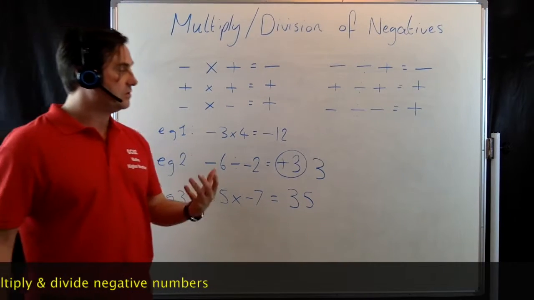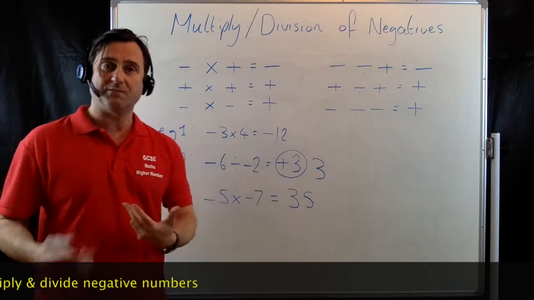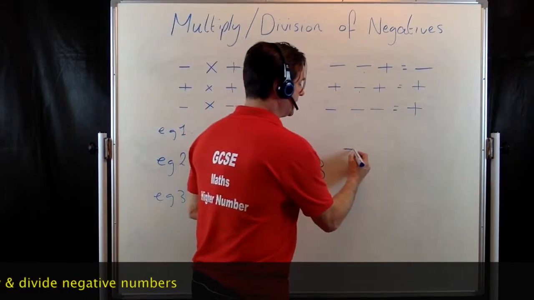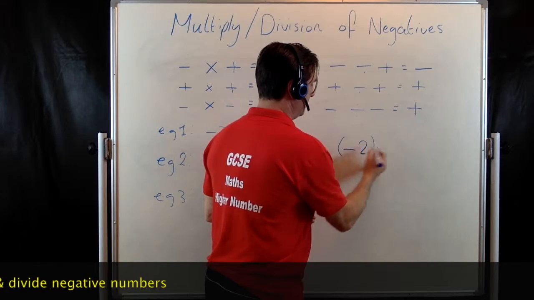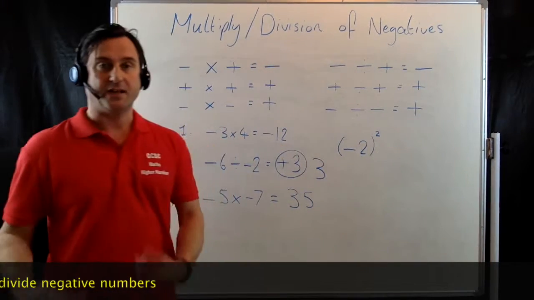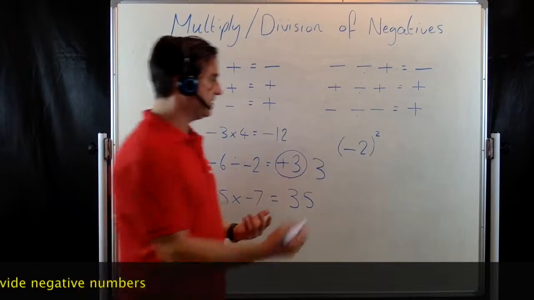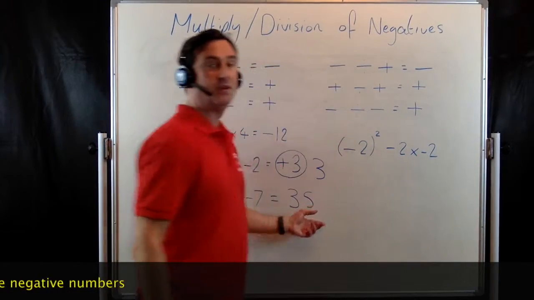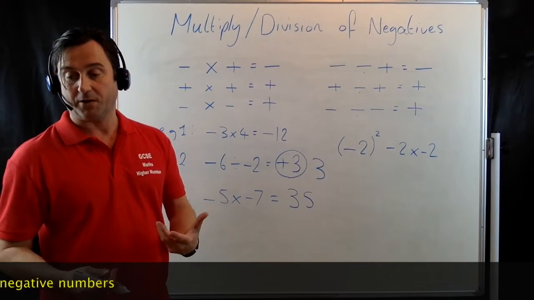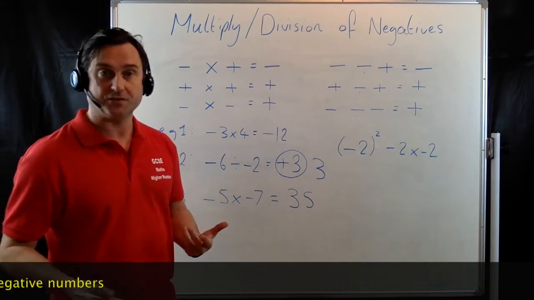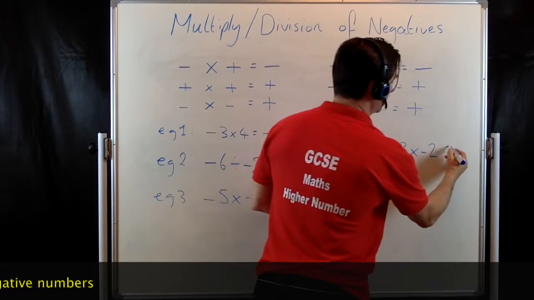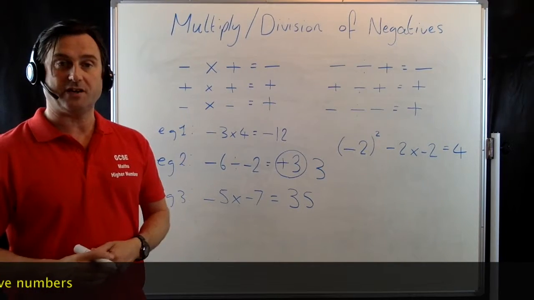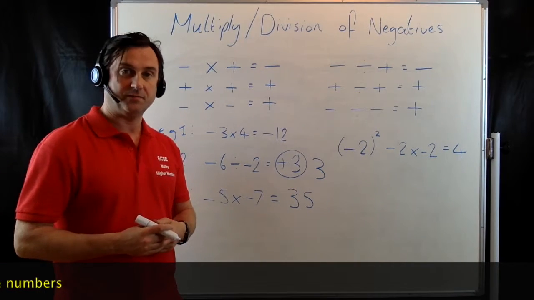Now one more thing that you do need to know is what happens when you're squaring numbers. For example, if you've got, say, negative 2 and you're squaring it. Now negative 2 squared really means negative 2 multiplied by negative 2. And we know that a negative multiplied by a negative gives us a positive answer. So 2 times 2 gives us 4. So any negative, when you square it, will give you a positive answer.